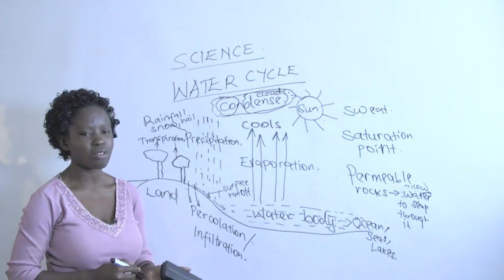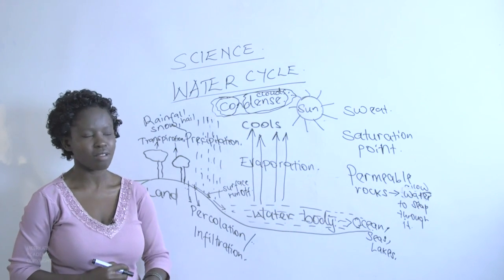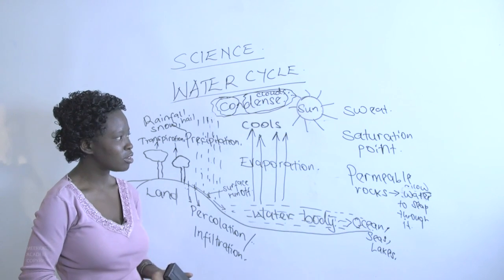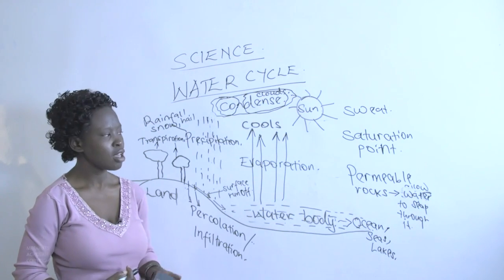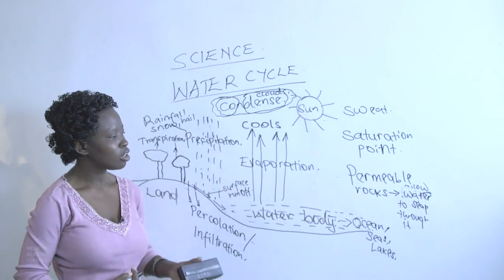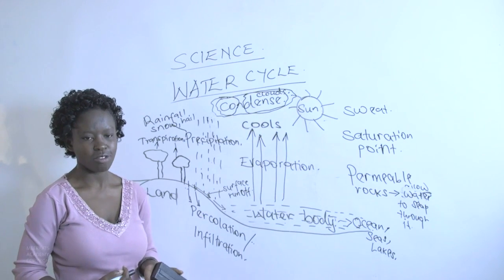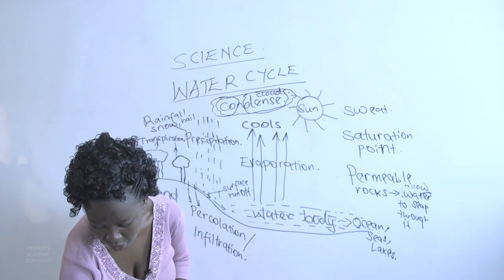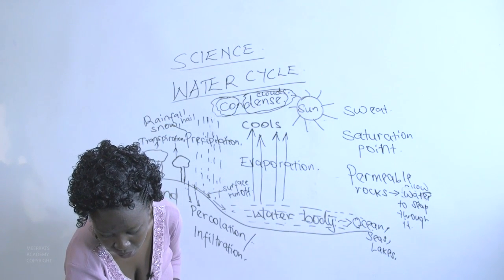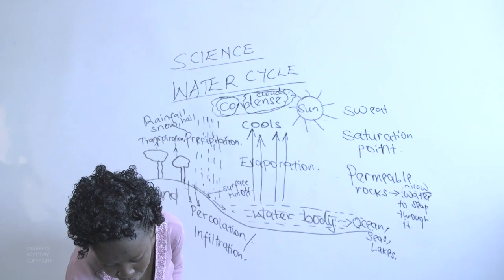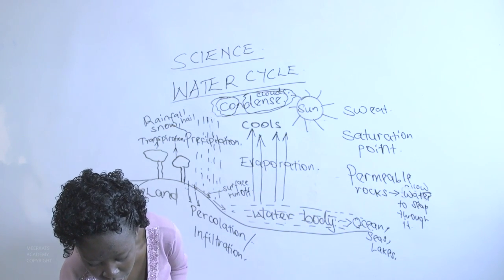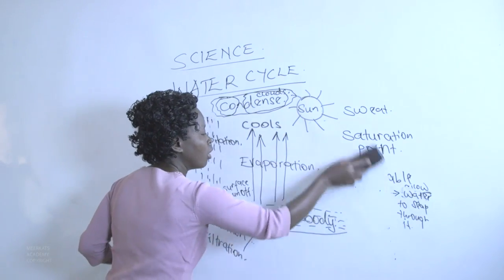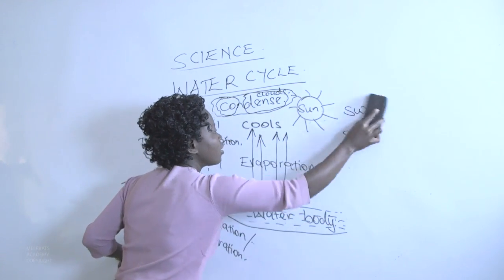So we find that there is that continuous recycling that is taking place in the process of the uses of water on the Earth's surface. So that continuous recycling of water from one state to another is what we are referring to as the water cycle. So this is what we are referring to as water cycle.